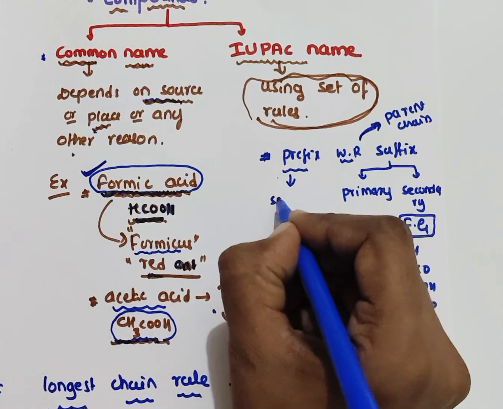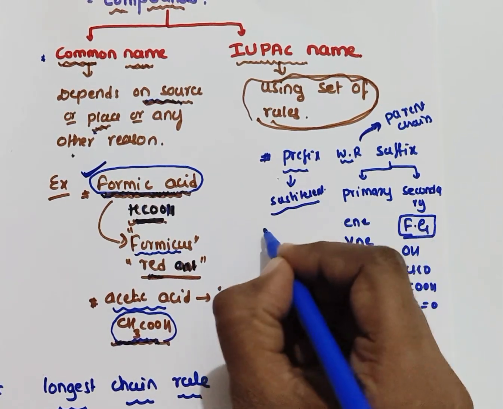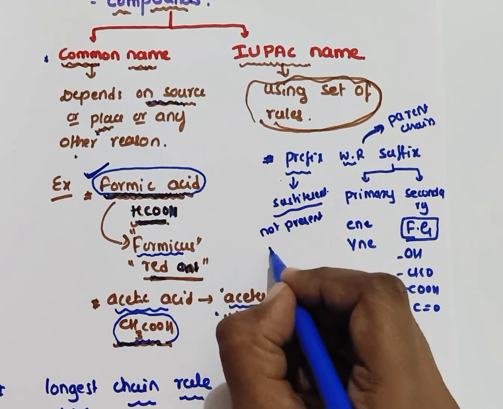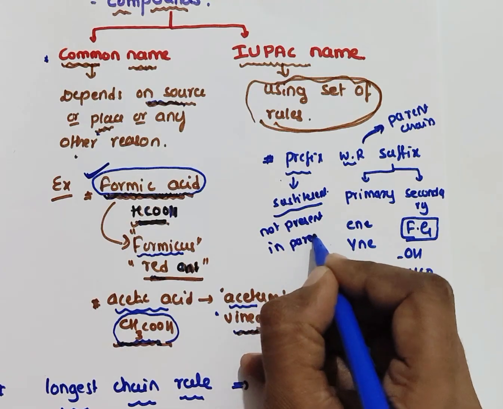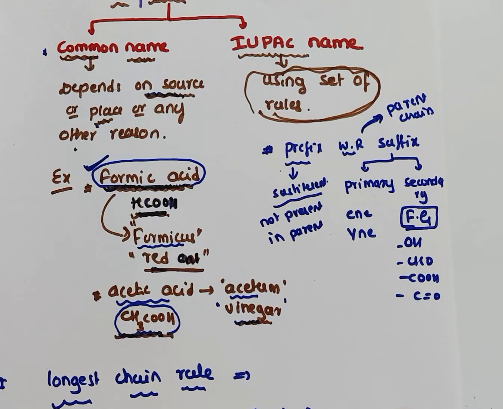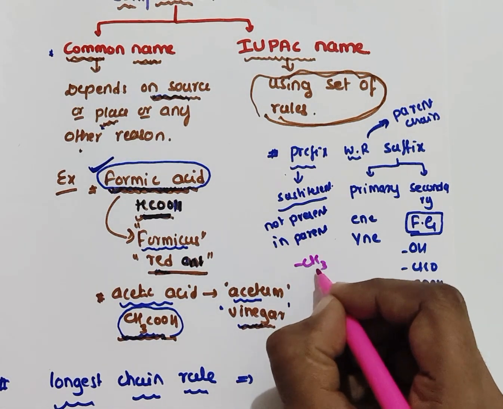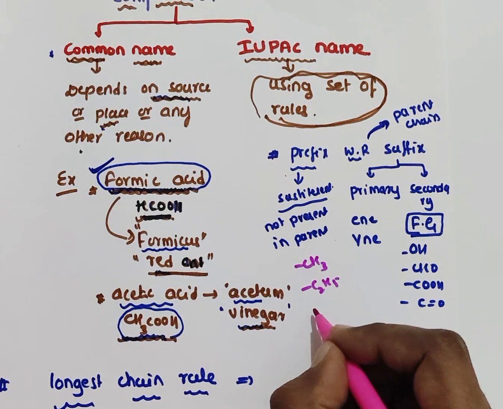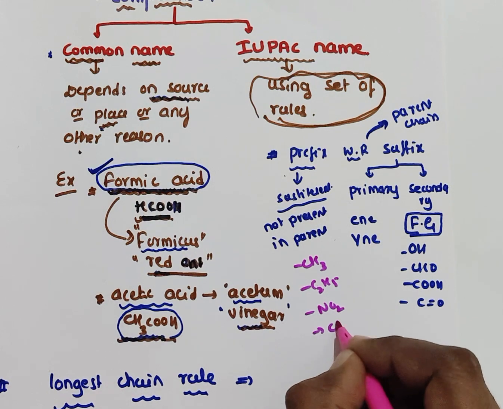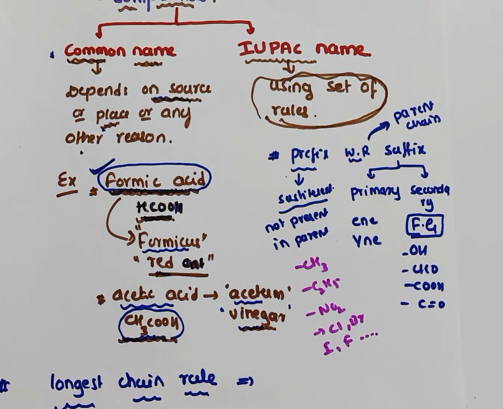Prefix is a what? Substituent. Prefix means a substituent which is not present in our parent chain. That is called as what? Prefix. Generally prefixes are methyl, ethyl, propyl, butyl or NO2 or halogens like chloro, bromo, iodo, fluoro, etc. These are what? Prefixes.